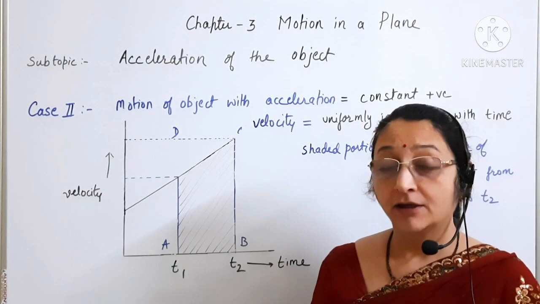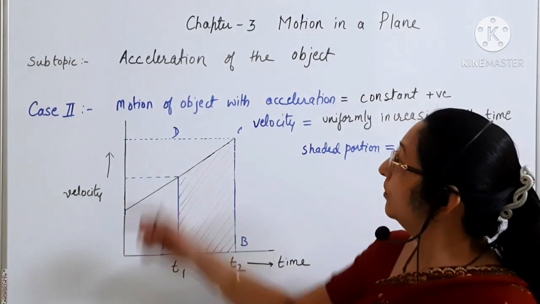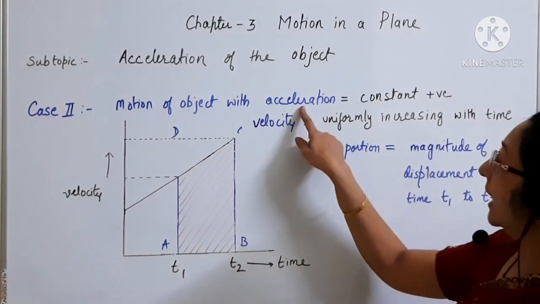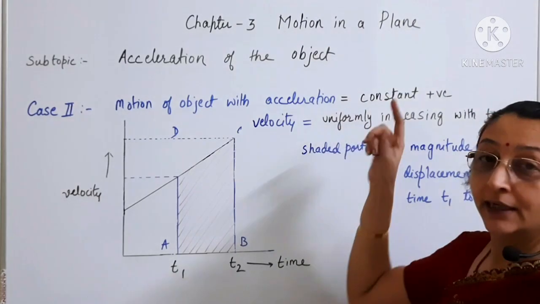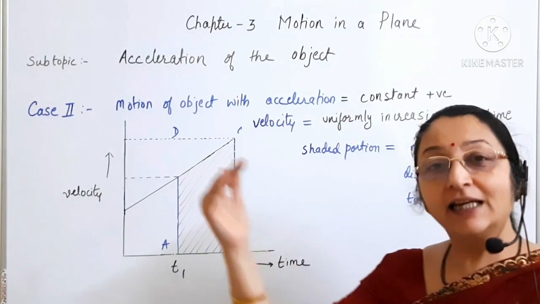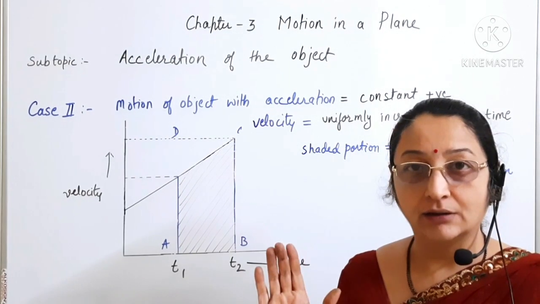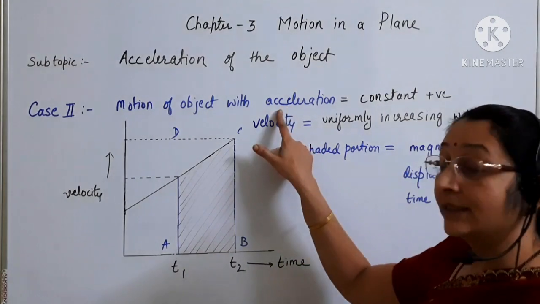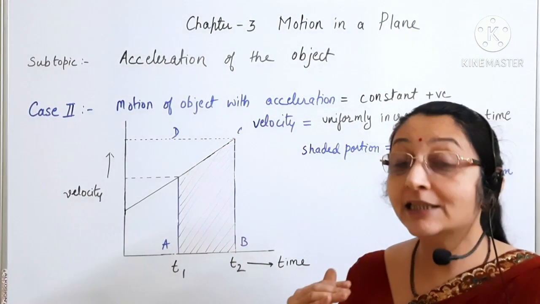The next case we are going to discuss is the motion of an object which is having acceleration. But how is the acceleration? It is constant, and it is positive. That is, the acceleration is increasing. It is not deceleration, acceleration is not decreasing. So the acceleration is increasing and it is constant.